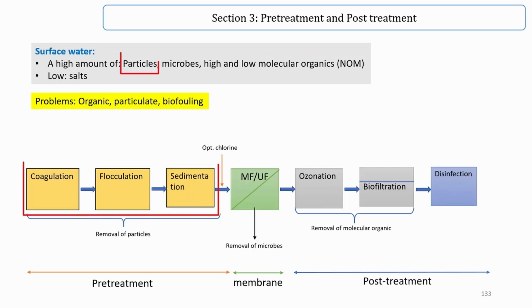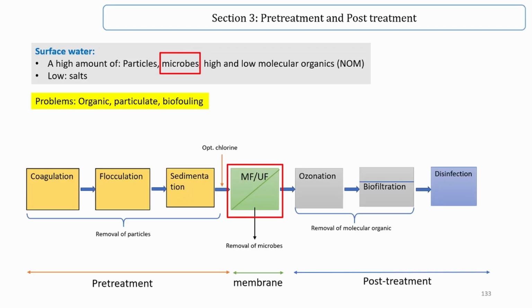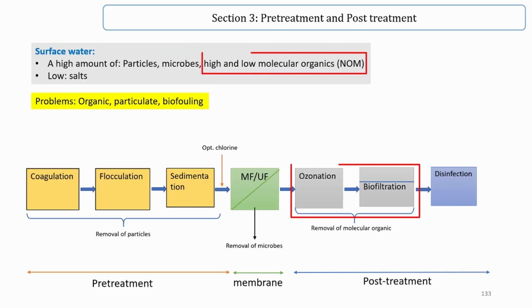As pre-treatment, conventional processes such as coagulation, flocculation, and sedimentation are applied to remove particles. Microorganisms can be removed using microfiltration and ultrafiltration. Ozonation and biofiltration as post-treatment for microfiltration and ultrafiltration can be applied for the removal of molecular organics.